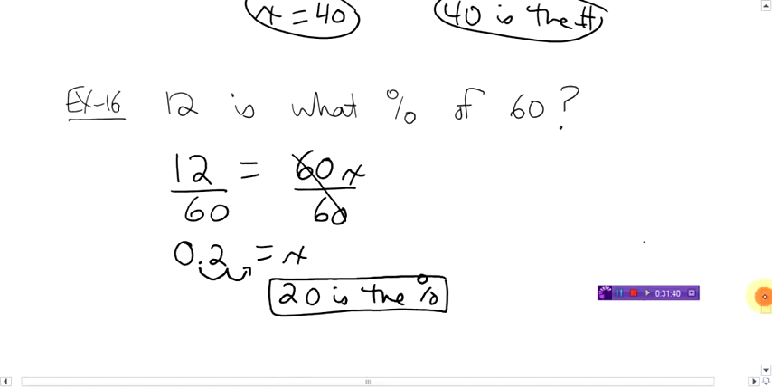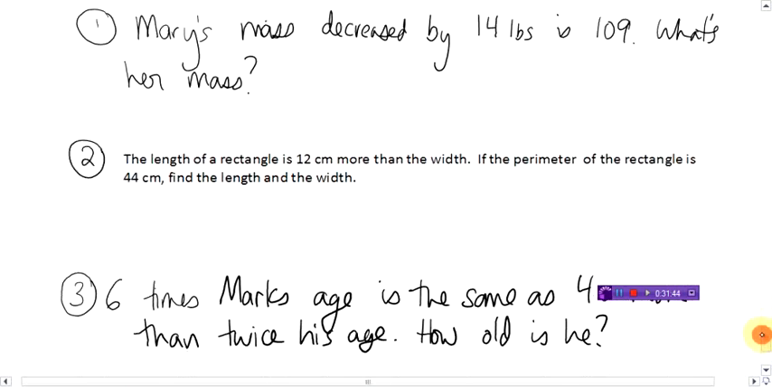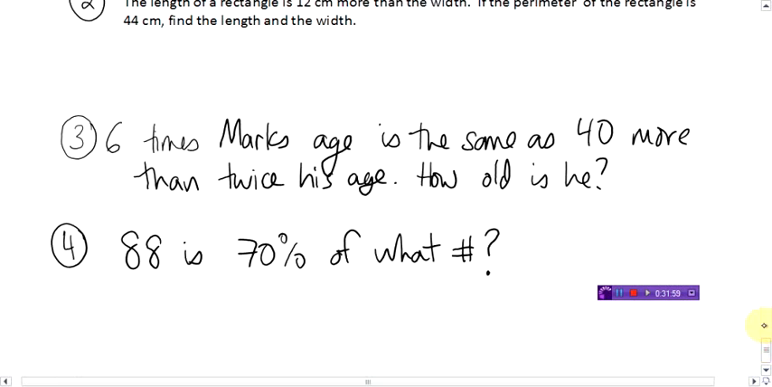Okay, good stuff. You are now ready for these skill testing questions. Here: Mary's mass decreased by 14 pounds is 109. What's her mass? This question here, what perimeter? I would draw a diagram. It helps out when you do that. 6 times Mark's age is the same as 40 more than twice his age. How old is he? And then this one here, 88 is 70% of what number?